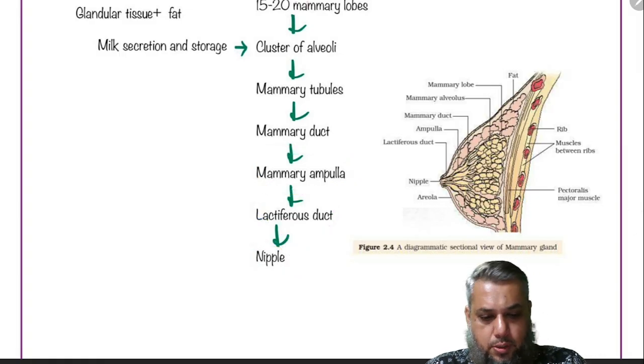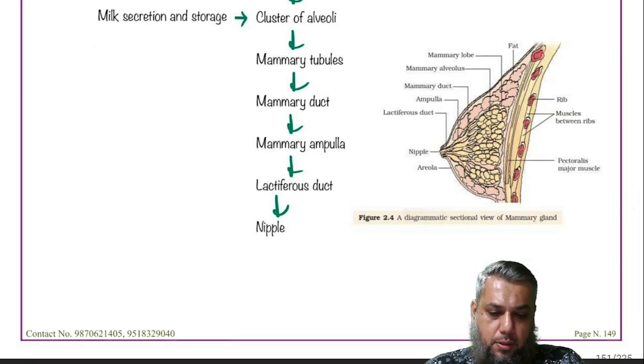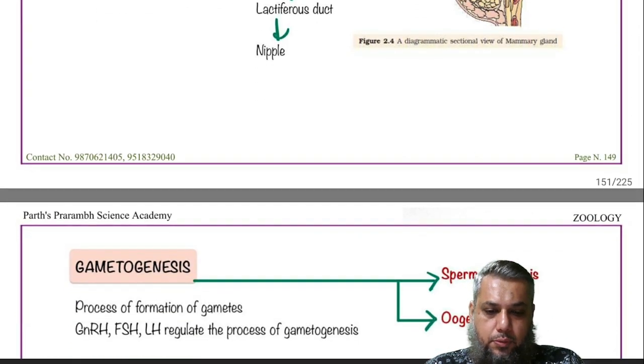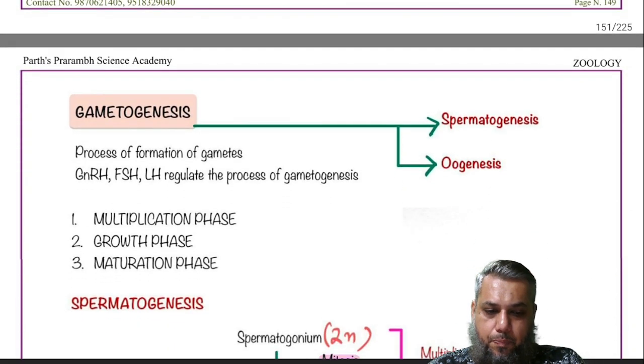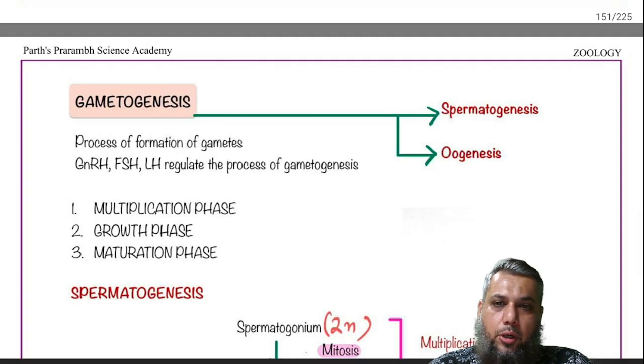And the sequence is there even in my class notes. So that was about the female reproductive system. And now we'll talk about the process of gametogenesis.